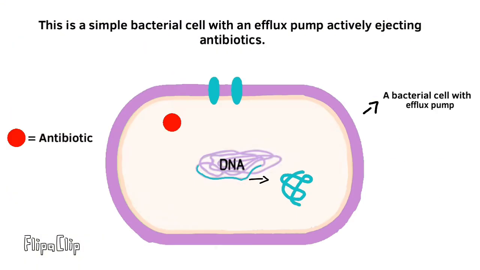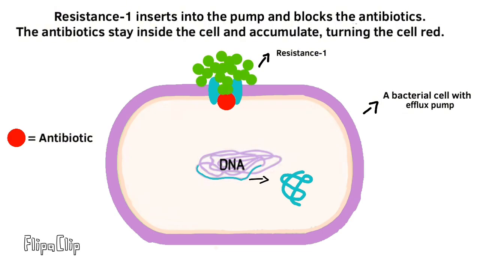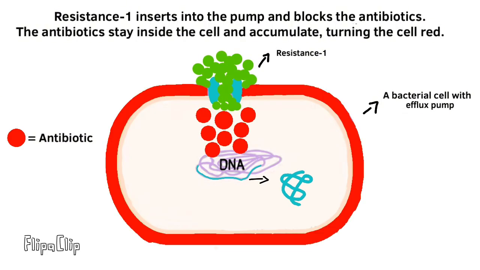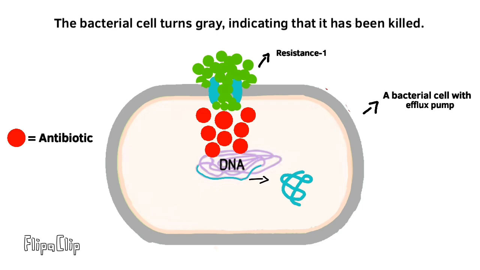This is a simple bacterial cell with an efflux pump actively ejecting antibiotics. Resistance 1 inserts into the pump and blocks the antibiotics. The antibiotics stay inside the cell and accumulate, turning the cell red. The bacterial cell turns gray, indicating that it has been killed.